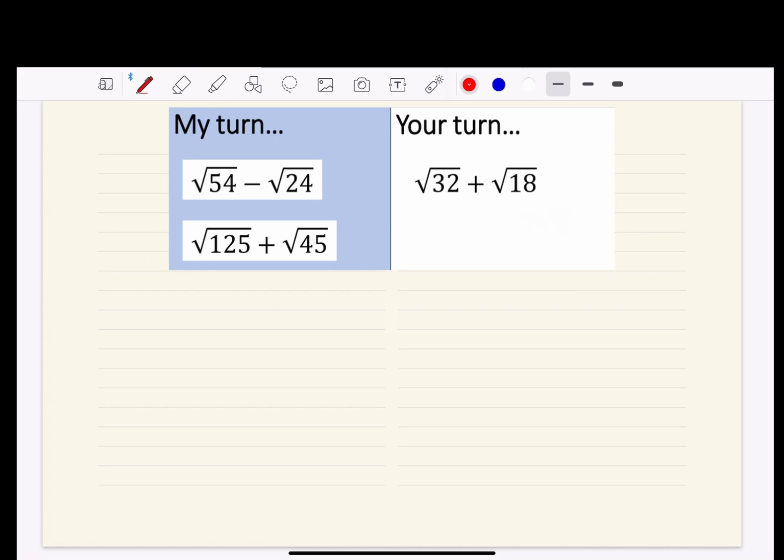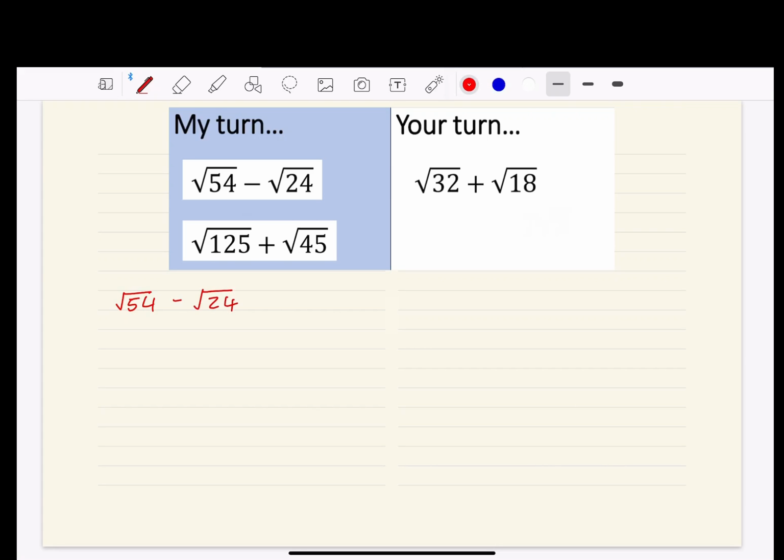My turn. Here we have the root of 54, take away the root of 24. To start off, we're going to want to break them down to have a common surd factor. I look at 54, I look at 24, they're both in the 6 times table, so I'm going to be able to break them down this way. So I have the root of 54, take away the root of 24.